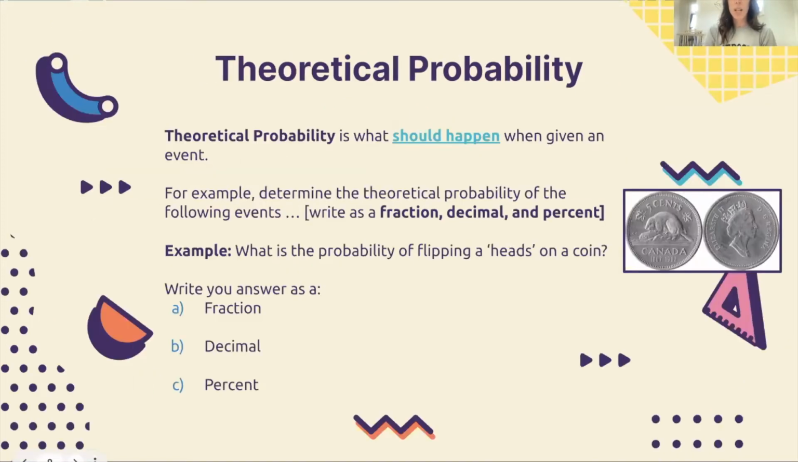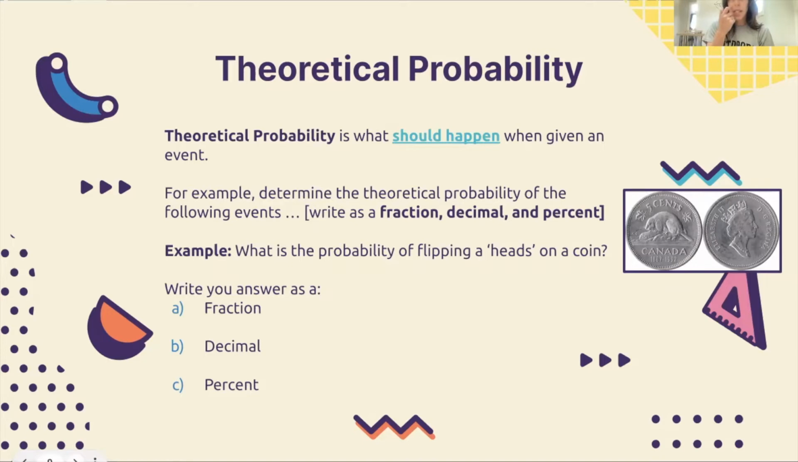So we're going to talk about two different types of probability. Theoretical probability is what should happen when given an event. So an example would be: determine the theoretical probability of the following events and write as a fraction, decimal, and percent.